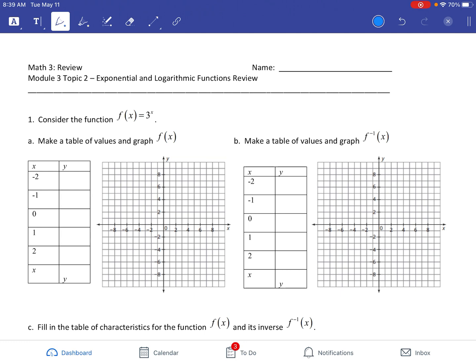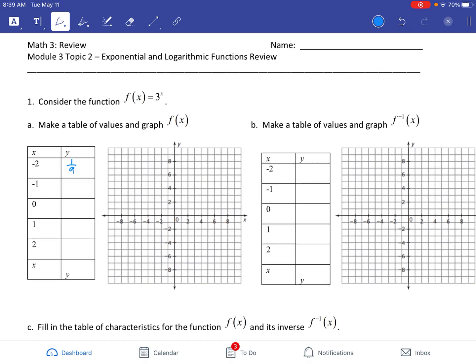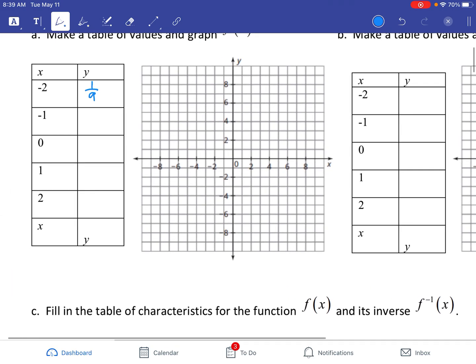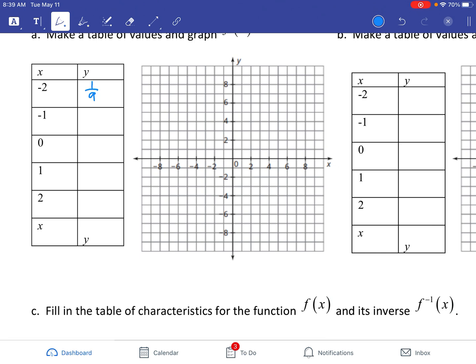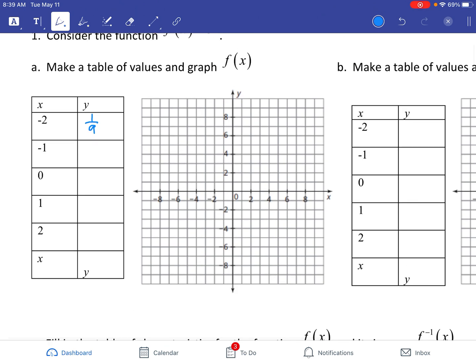So if you raise 3 to the negative 2 power, you'll get 1 over 9. Now if you put that in your calculator, you get some kind of decimal, but they convert the decimal to a fraction. All right, 3 to the negative 1 gives you 1 over 3. 3 to the 0 is 1. 3 to the first is 3. 3 squared is 9.